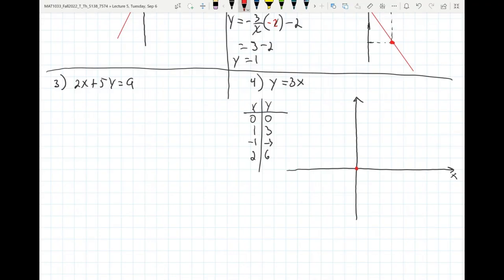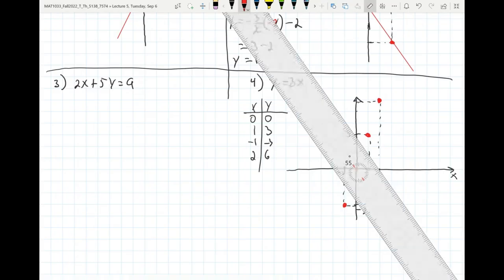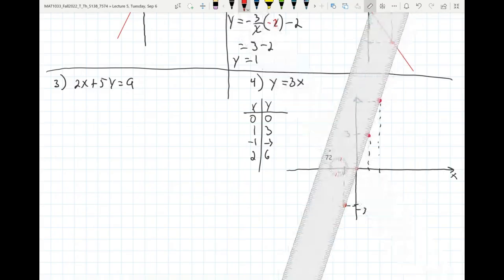Let's plot the points. So 0, 0, then 1, 3. Then -1, -3. And then 2, 6. Again, I repeat, 2 points is all you need. All right, and as you can see, indeed, all of these points lie on a line.